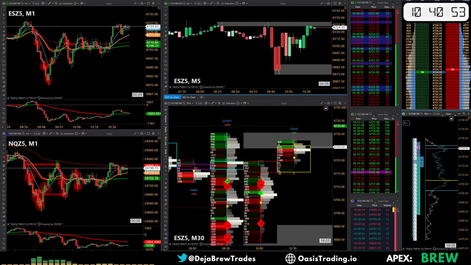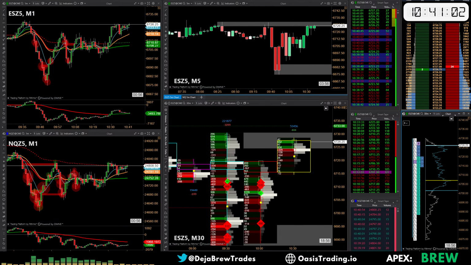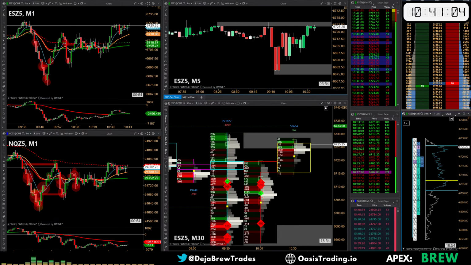The value levels should not be moving around that fast. If they're moving around a whole lot, you might want to check your settings, or there's a massive amount of volume coming in. But most of the time, they're not moving around too much.